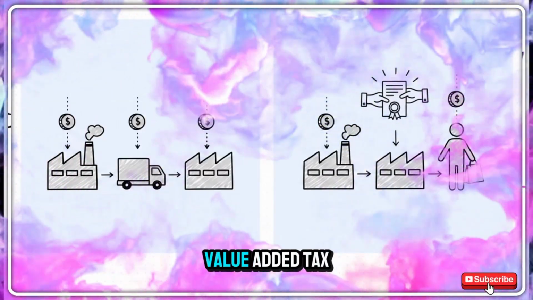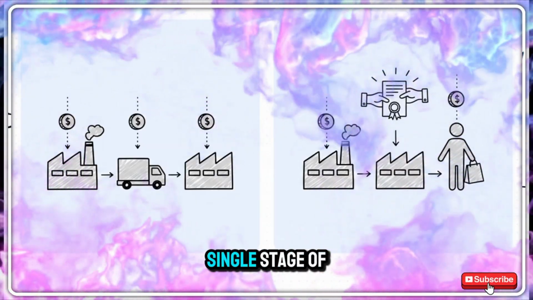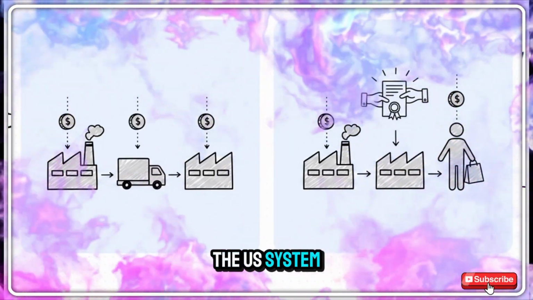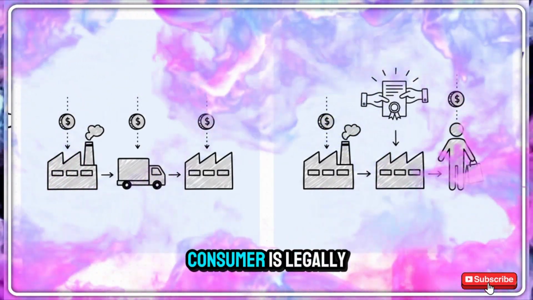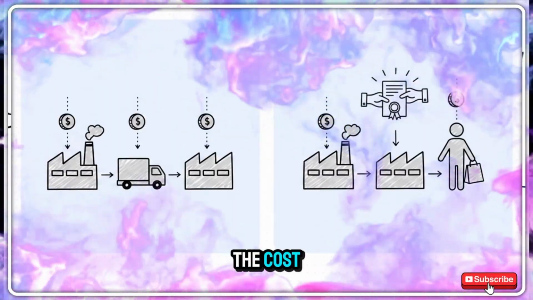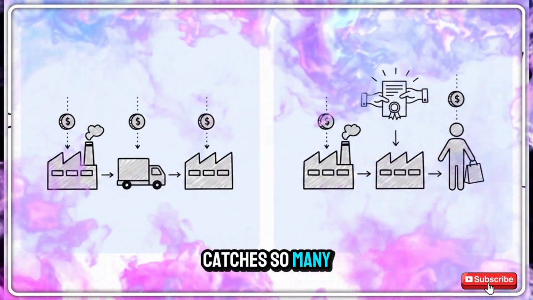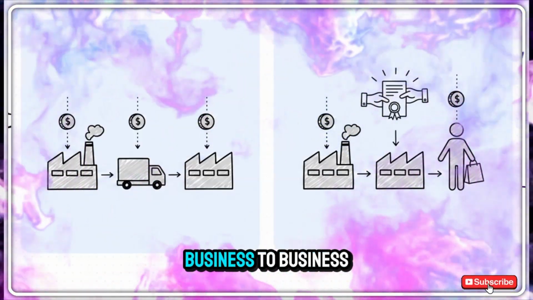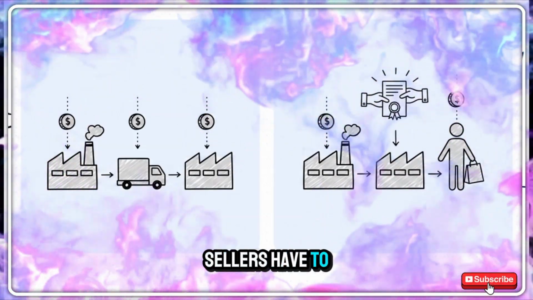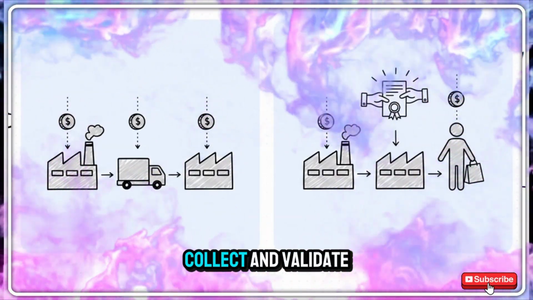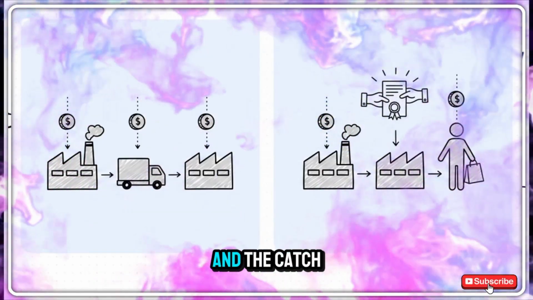Unlike a global value-added tax or a GST, which systematically applies at every single stage of the supply chain, the U.S. system is strictly a pass-through tax. This means only the final end consumer is legally meant to absorb the cost. But here is the non-obvious operational trap that catches so many businesses off guard. Because business-to-business transactions are generally exempt from this tax, sellers have to meticulously manage, collect, and validate exemption certificates for every single B2B client.